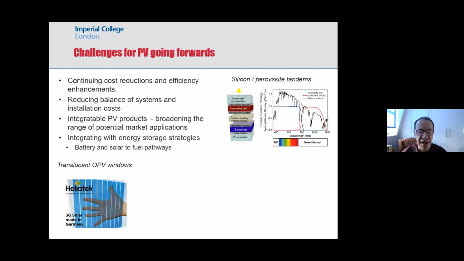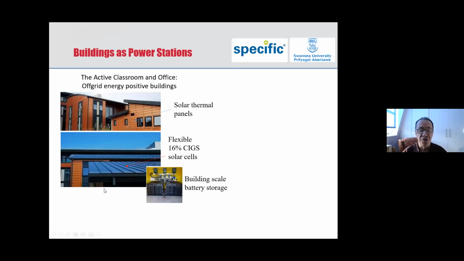Another strategy is to think about the two thirds of the cost of those PV systems which is not the solar cell, and how, if we design solar cells in different ways or with different materials, we can reduce what is called the balance of systems or the installation costs. We can also integrate solar cells into products, which increases the range of potential markets. You can see, for example, the idea of semi-transparent windows, where the window is the solar cell. This idea of integrating solar cells into buildings is something my colleagues in the SPECIFIC centre in Swansea are doing a great deal of work on.